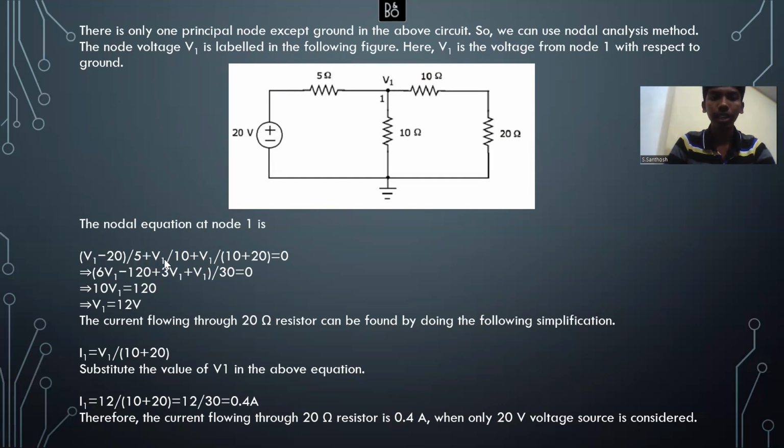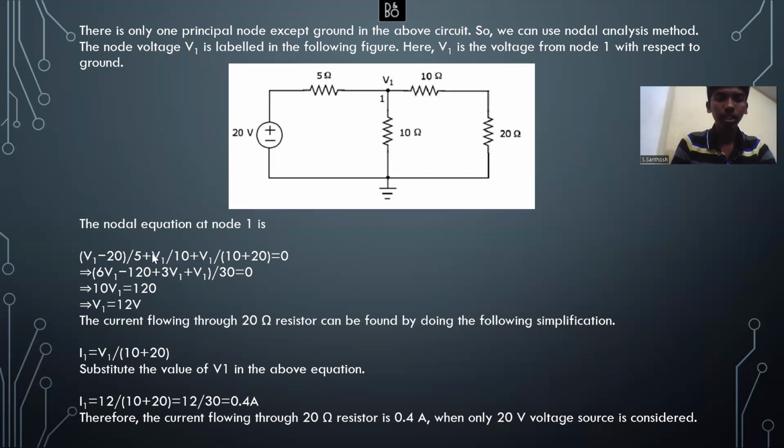So V1 minus 0 volts we get as V1 itself, divided by the resistor 10 ohms, plus V1 minus 0 volts, because over here also for this 10 ohm and 20 ohm we don't have any other voltage supply. So over here also it's 0, and it just becomes V1 divided by 10 plus 20, and the overall sum is equal to 0. That is, when you sum up all the values, you have to get 0, since the current leaving the node equals the current entering the node. So when you calculate it completely, the net current present in the node is 0. That's why we've taken it as 0 over here.